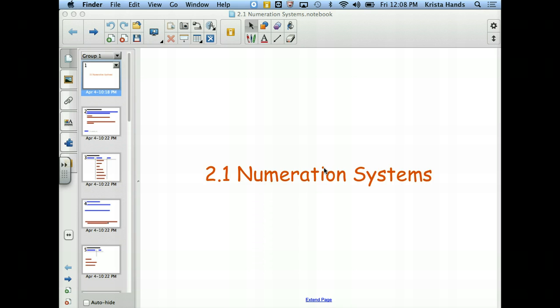All right, so today we're going to take a look at section 2.1. 2.1 is about numeration systems, and some of this is going to overlap a little bit for those of you taking contemporary math. You're going to see some similar things. You'll see a lot of different things too, but there are some similarities between this and some of the things in the contemporary math book that we use.